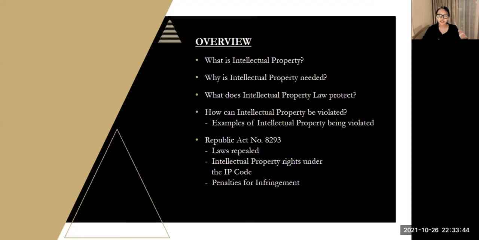So on the next slide is the overview of the topic I am going to discuss. First, I will talk about what is intellectual property. Next is why is intellectual property needed. The third one is what does intellectual property law protect and how can intellectual property be violated. And under that, I will show examples of intellectual property being violated. And lastly, I will talk about the Republic Act number 8293, and under that, our laws repealed, intellectual property rights under the IP Code, and penalties for infringement.